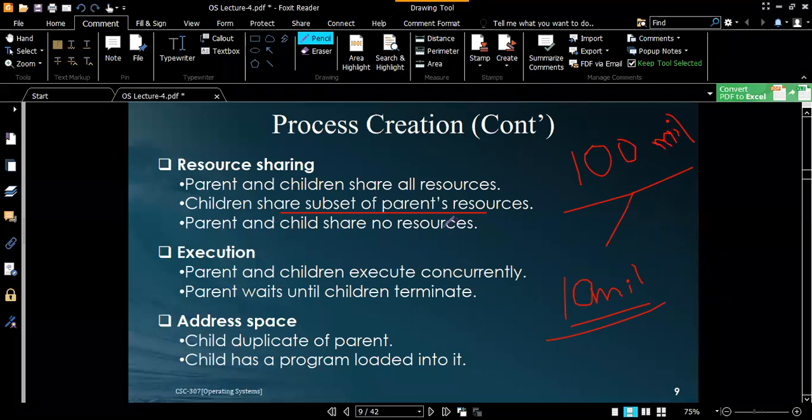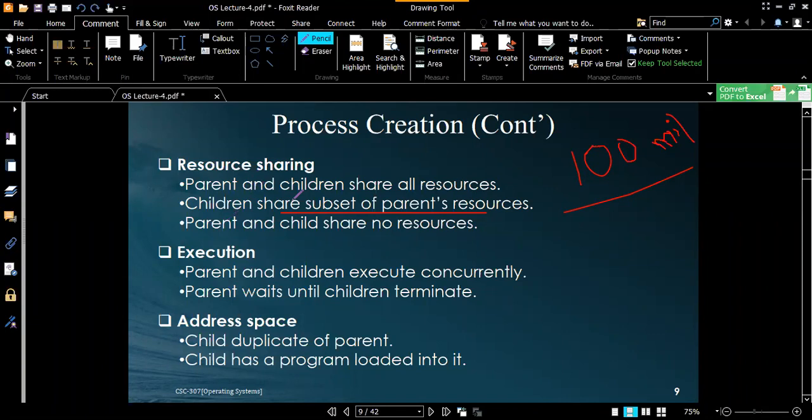So basically you are a parent and you tell your child, you have to earn your own money, son. You will not get any money from me. This is actually a threat my father used to give me all the time, so that when you grow up, you will not get any money from me. So please try to get a good job. This is the example of no resource sharing. So parent and children share all the resources, parent and child share a subset of the parent's resources, and parent and child share no resources.